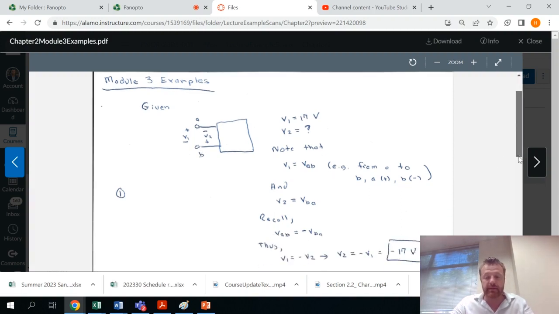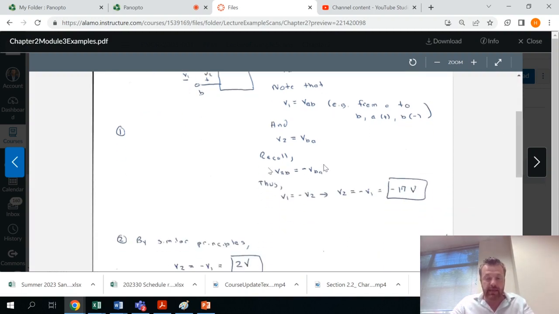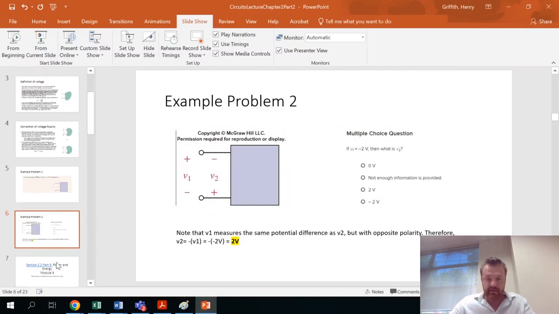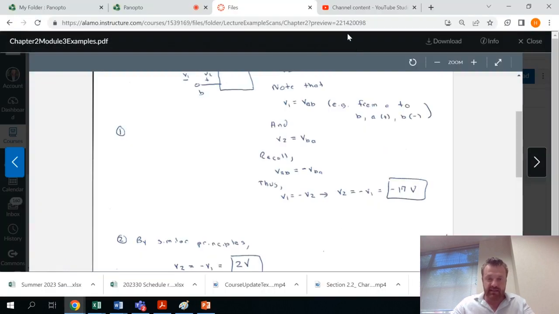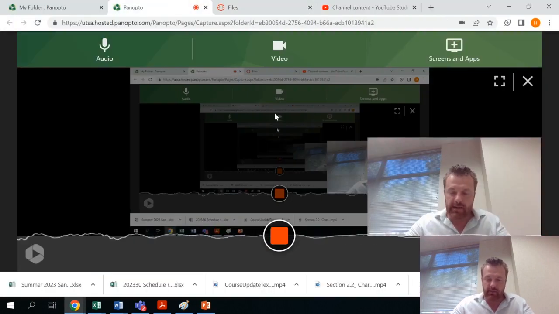And remember that formula we have on the slides, VAB and VBA are always just the opposite of one another. So if we know V1, V2 will just be the opposite. So if V1 is 17 volts, V2 will be negative 17 volts. And a similar idea here, we have V1 measured from the top to the bottom as minus 2 volts. So if we swap our polarity and measure from the bottom to the top, that will just be 2 volts. So hopefully that makes sense. Voltage is an incredibly important quantity that we'll deal with a lot throughout the remainder of the course.